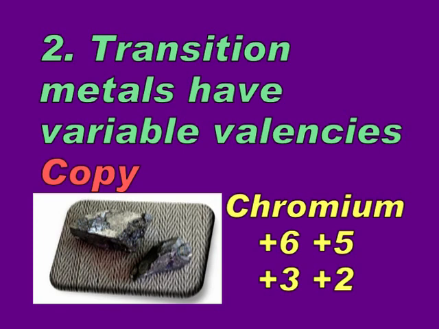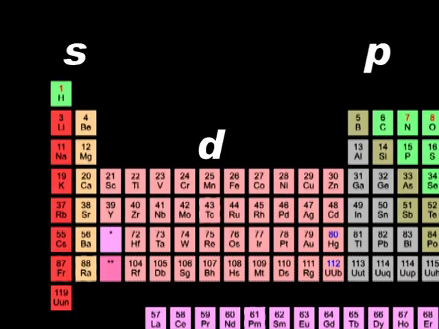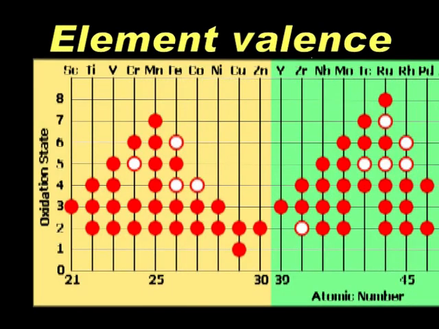The second point is that most transition metals have variable valencies. This is caused by the fact that their outer S and D subshells are very close together. This allows the outer electrons to switch positions easily. This table shows you the variability.